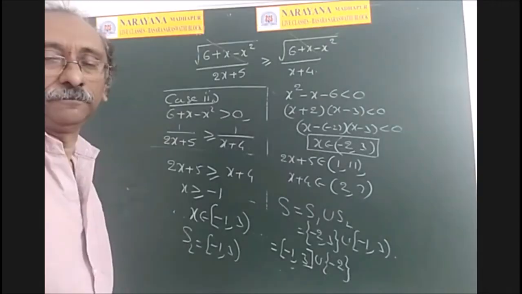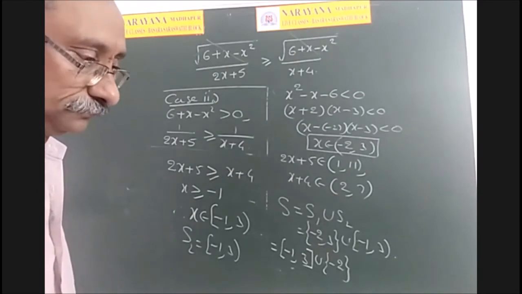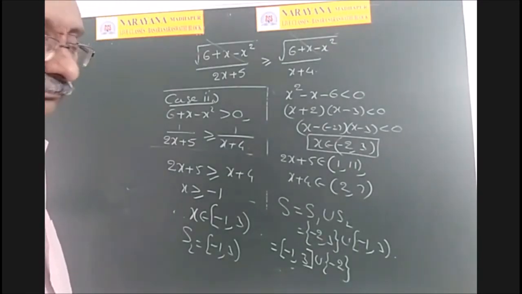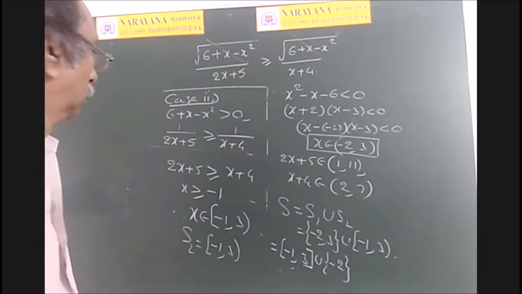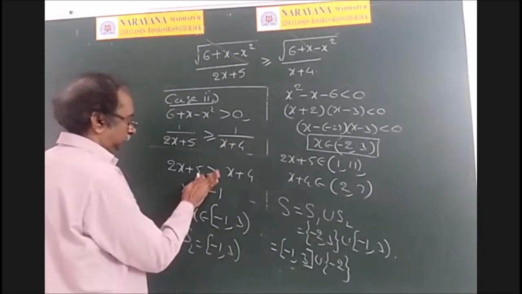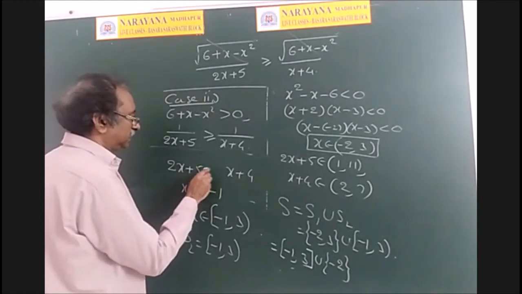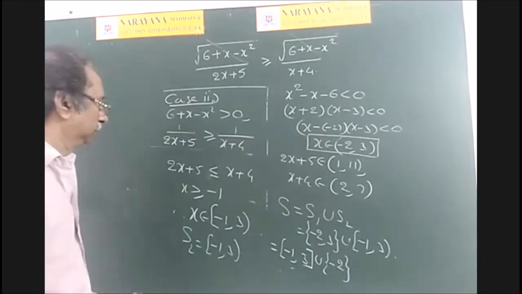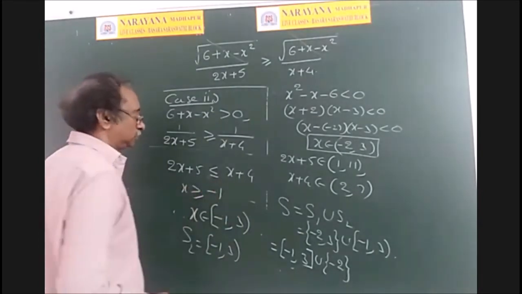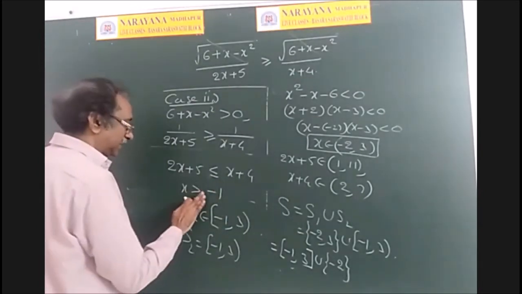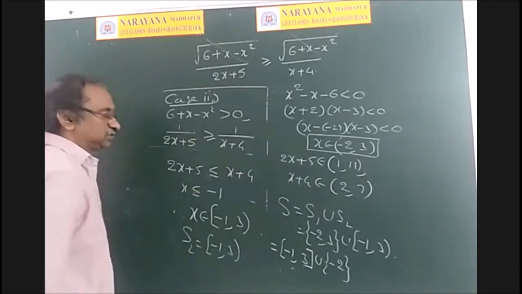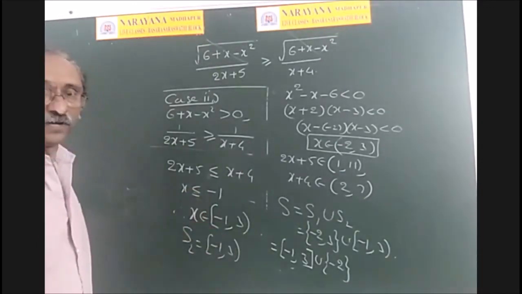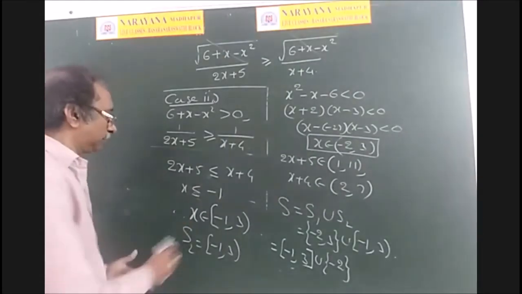Divit Reddy: Sir, the 2x plus 5 and x plus 4 both are positive, na, sir? Yes, yes. Then the sign should reverse, no, sir? Reversal. Oh, okay. So 2x plus 5 less than or equal to x plus 4. So students, see, 2x plus 5 less than or equal to x plus 4, so x less than or equal to minus 1. So I did the wrong one. So x less than or equal to minus 1.